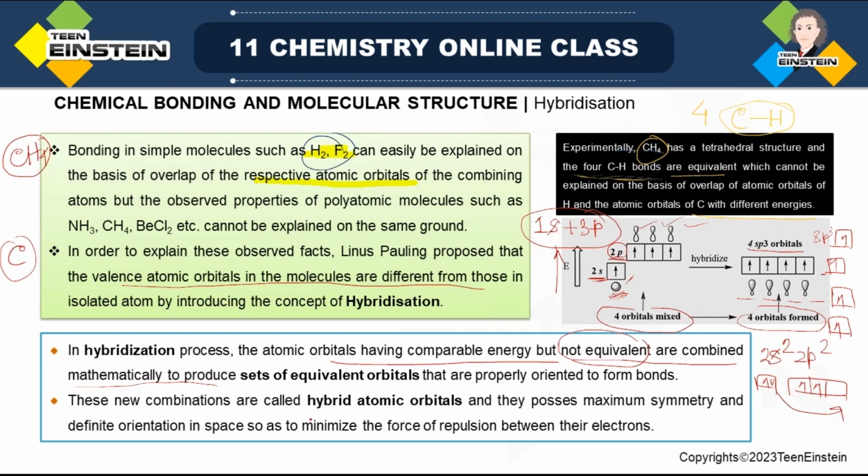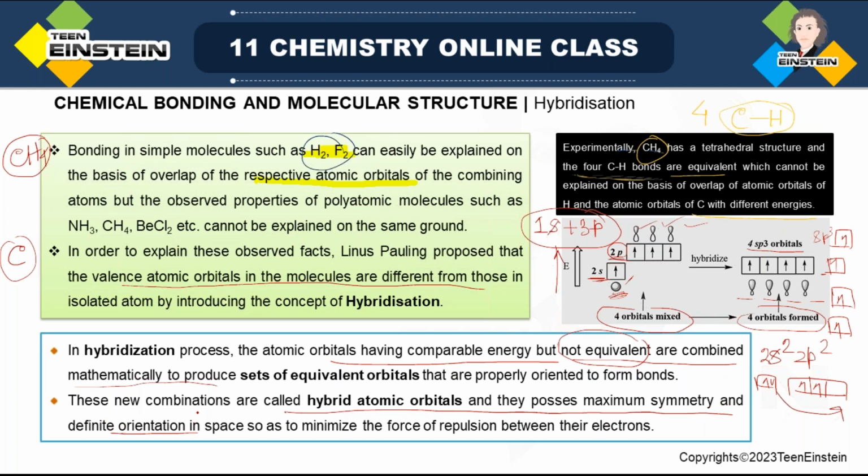These new combinations are called hybrid atomic orbitals. They are no longer pure atomic orbitals; they are now hybrid atomic orbitals. And they possess maximum symmetry, and their orientation in space is such that they can minimize the force of repulsion between the electrons.